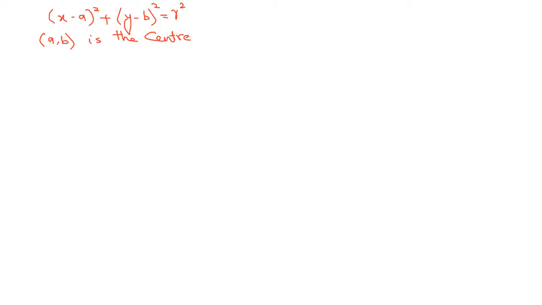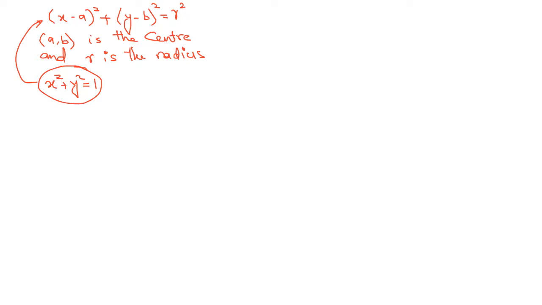and r is the radius. In the example we got x square plus y square is equal to 1, so we have to convert this equation into the general form of a circle. If I convert it, it becomes x minus 0 whole square plus y minus 0 whole square, which is equal to 1 square.